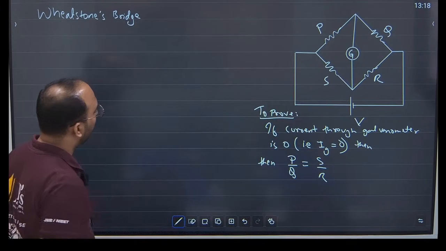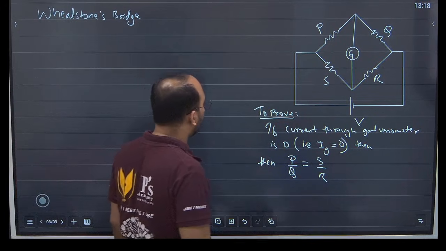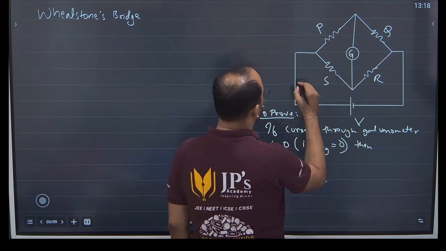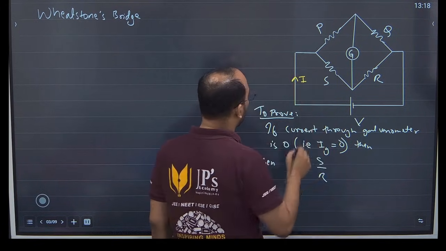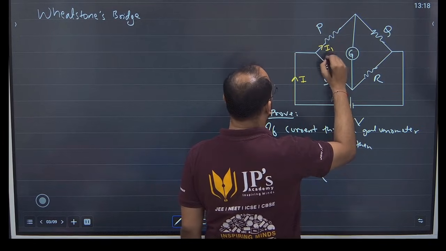Okay, so let's prove it. But before that, let's assume the currents. Let's say the current I is leaving the battery. It splits into 2 parts. This is I1, this is I2.